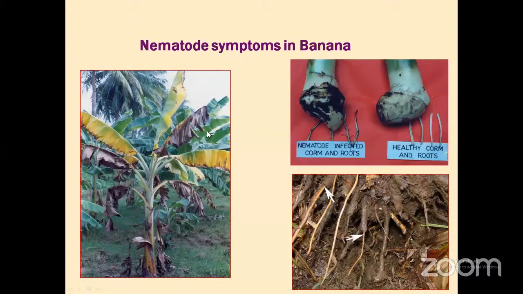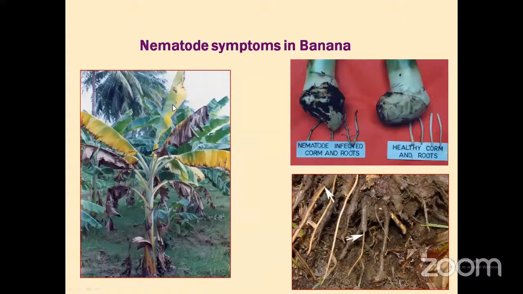And nematode symptoms in banana, which is a major topic for today, as it is the year of banana. See, these are the nematode infested corms. This is a healthy corm, and this is the nematode infested corm. Generally, if there is Panama wilt disease or leaf spot disease, the entire plant will be affected.